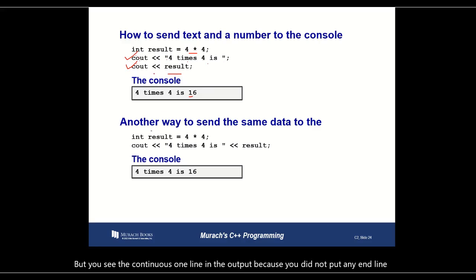There is another way you can just join them together. You can see cout is just used once. Then you write this symbol and then you write 4 times 4 like this one. And then you don't write another cout. You can just write this appender and then say result. So the outputs are identical, however.